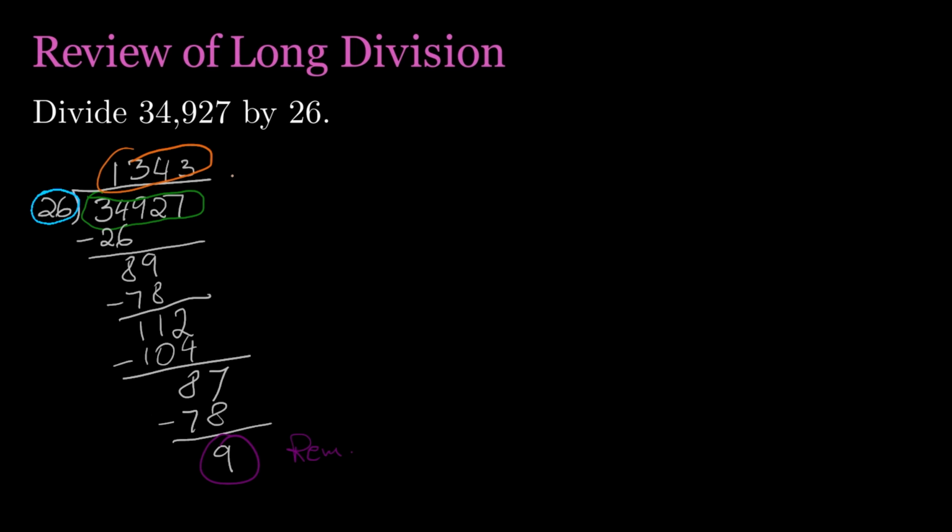And what we have on top is the quotient. And I write the result of the division of 34,927 by 26 to be the quotient 1,343 plus the remainder over the divisor, so 9 over 26.